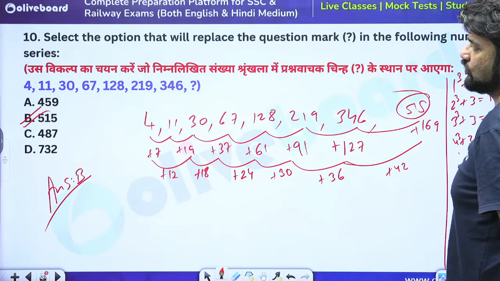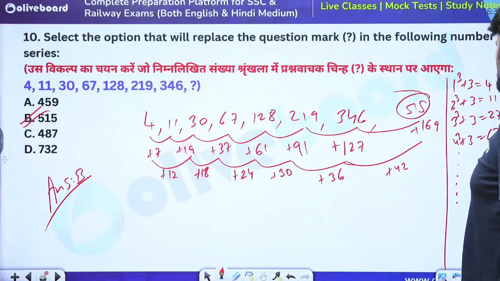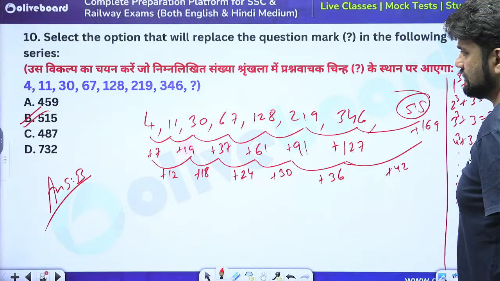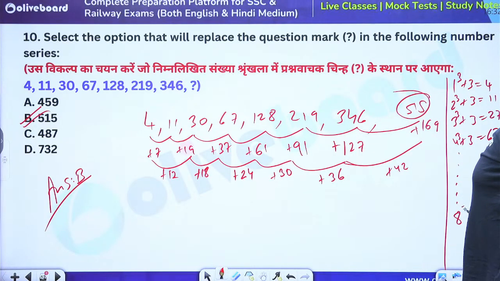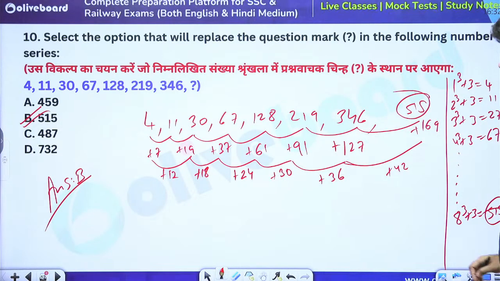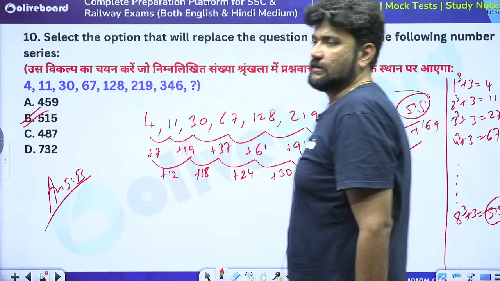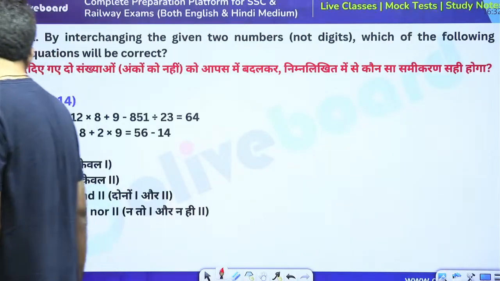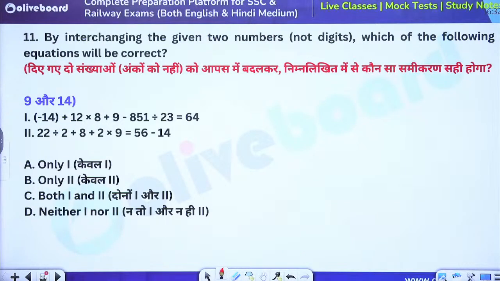So 1, 2, 3, 4, 5, 6, 7, 8, 9. Sorry, 8. 8 cube plus 3. 8 cube plus 3 is 512 plus 3, which is 515. This would have been slightly faster, provided you would have gotten it. If you don't get it, then it's useless. Next. Very good. Excellent. Good job, guys.